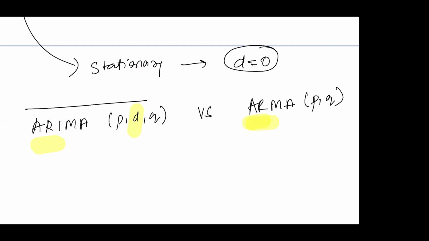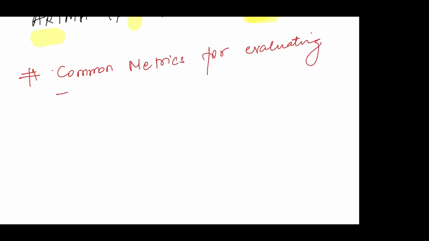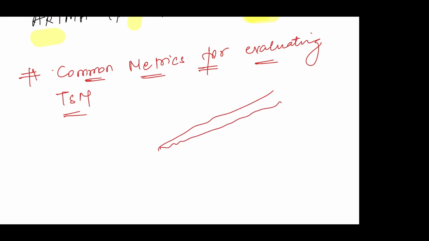Okay. So now, moving on, what are some common metrics for evaluating time series models? Let's say you have trained, you have tested, and now there's this actual value and this predicted value. So how will you test which model is performing better? Or let's say, what is the evaluation criteria?